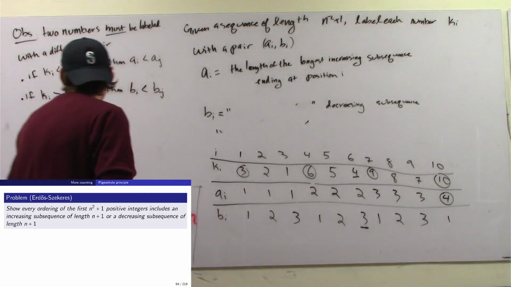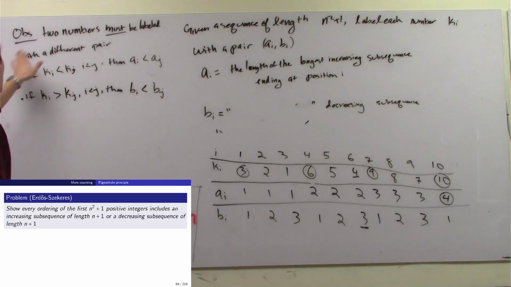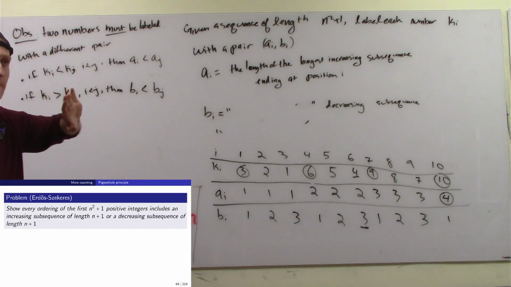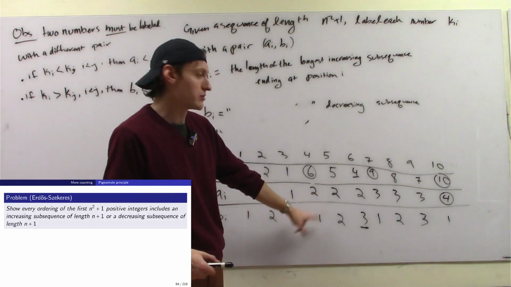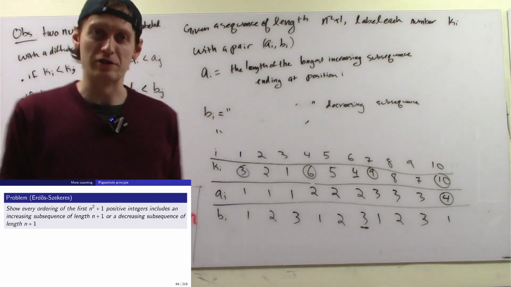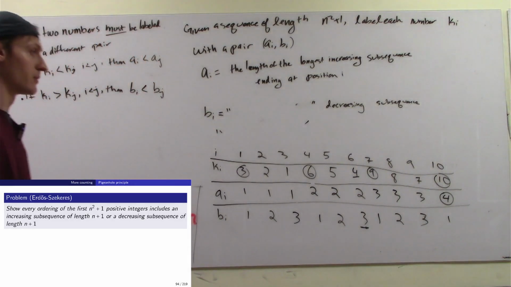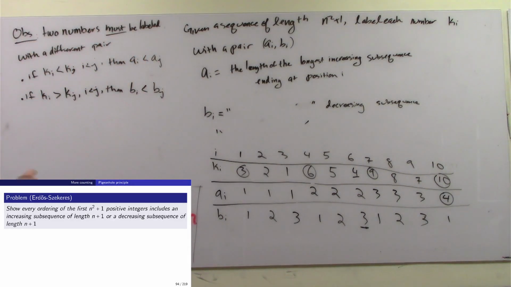And so we notice that two numbers must be labeled with a different pair in general. Otherwise you could either increase one of these or decrease one of these, like all of these relationships. One of the two has to be bigger.